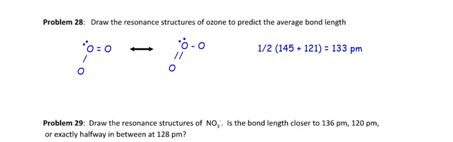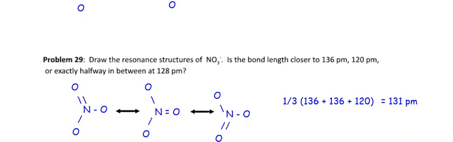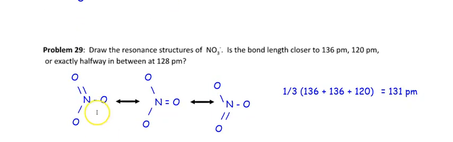But if you look at the next one, the resonance of nitrate, there are actually 3 resonance structures. Let's look at the top oxygen each time. 1 time it's a double bond and twice it's a single bond. So I took the average of a single plus a double, and I got 131. So what is it closer to? It's closer to the single bond because about 2/3 of the time it is in the single bond location. So it is closer to the single bond rather than the double bond.